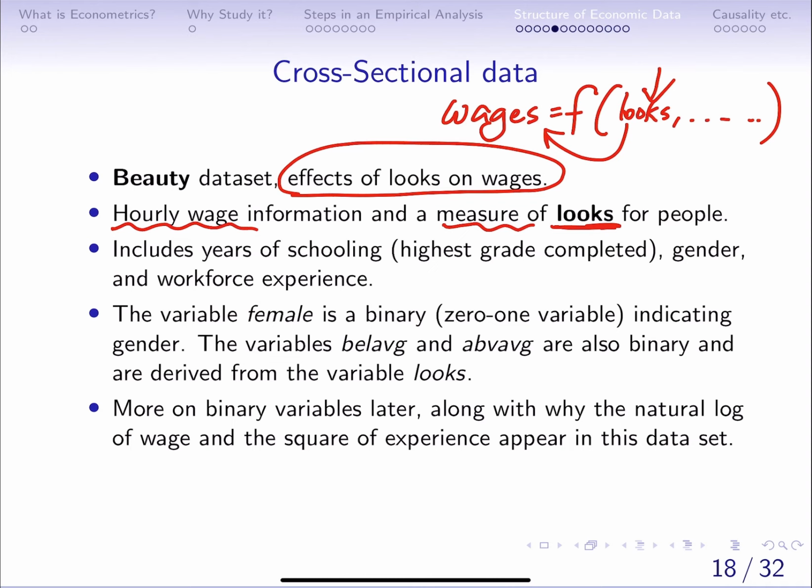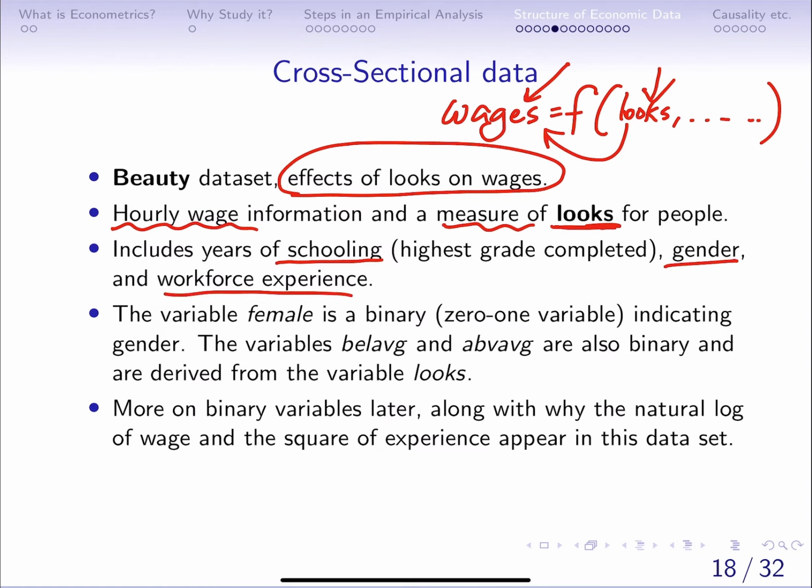So remember that conceptual model that we were talking about? We want to really think about all of the factors that might affect wages. So maybe we need information on education, so years of schooling, gender, workforce experience, etc.